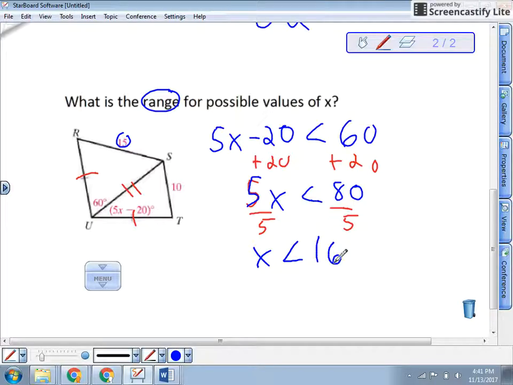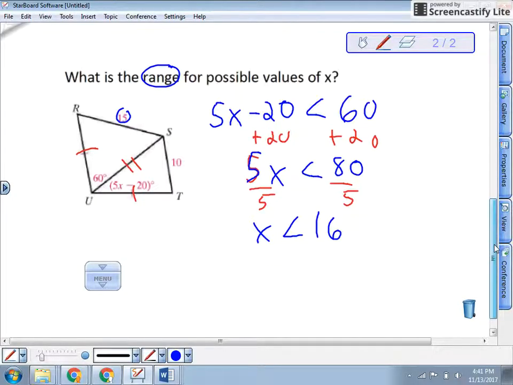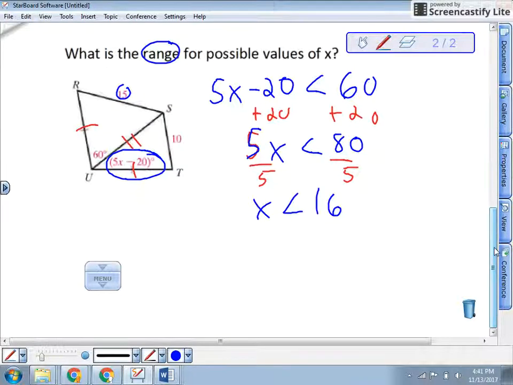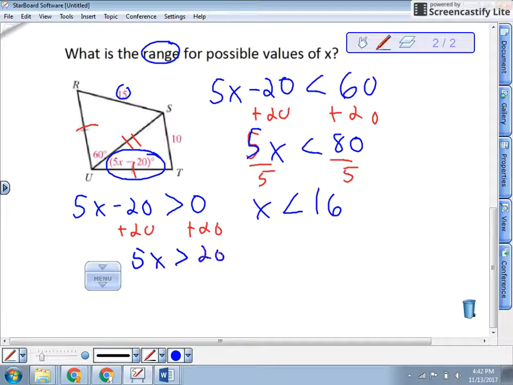16. Now one more, the other range. This angle also has to be greater than 0, because you can't have an angle that measures 0. This is the key part that you have to remember. So we also say that 5x minus 20 is greater than 0. It's a simple problem of solving for x again. Add 20, so 5x is greater than 20. Divide by 5. So x is greater than 4.